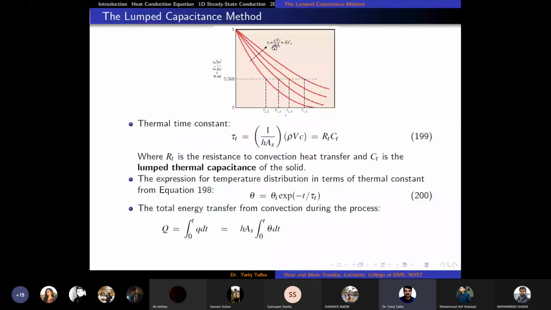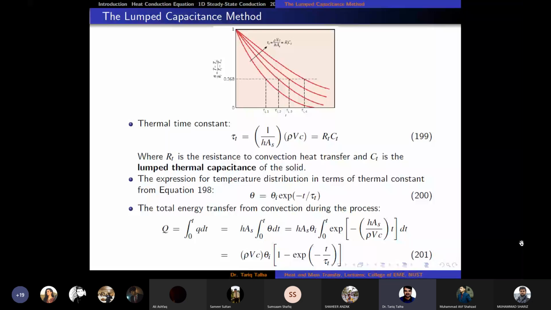And then if we want to calculate the total energy which is being transferred from convection during that process, we need to do the integral of that. And then we have seen that it is equal to this: theta i times (1 minus e to the power minus t upon tau), where tau is the thermal time constant.